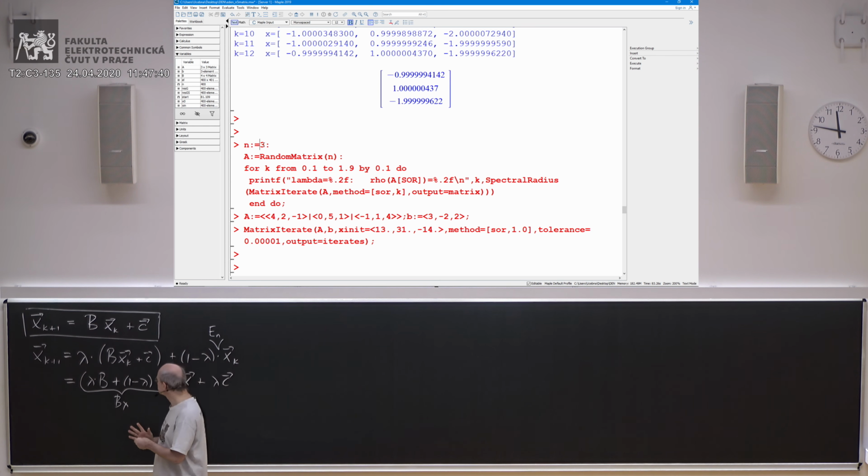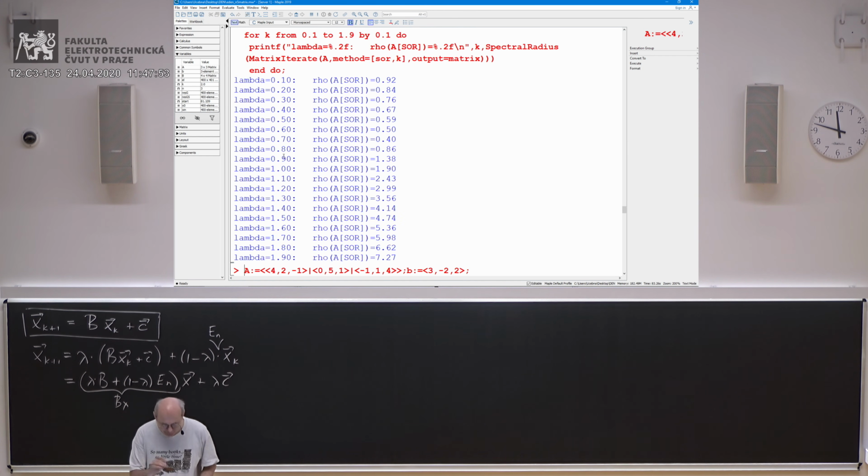It doesn't actually make sense to put lambda equal to 0, so I start with 0.1 and keep increasing by 0.1 until I get to 1.9. And we will look at the spectral radii of the corresponding matrices that we have for the iteration. Here we go.